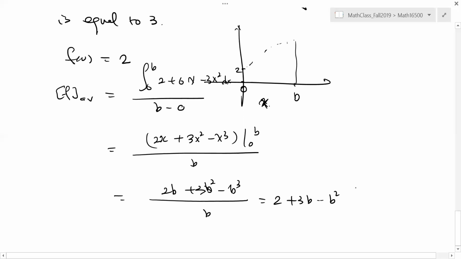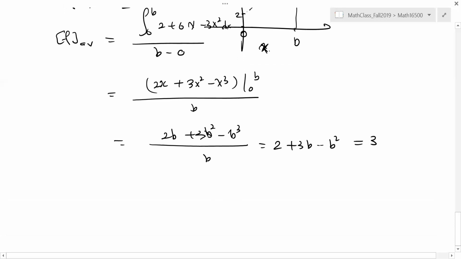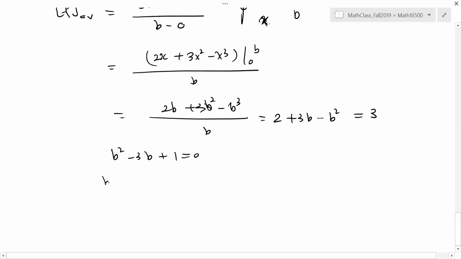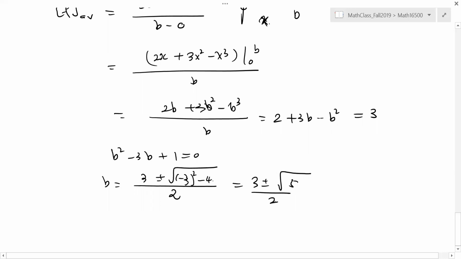And this is supposed to be 3. You can solve for b. So b squared minus 3b plus 1 equals 0. And let's find out the value. Minus 4ac. So 3 plus minus square root of 5, divided by 2.